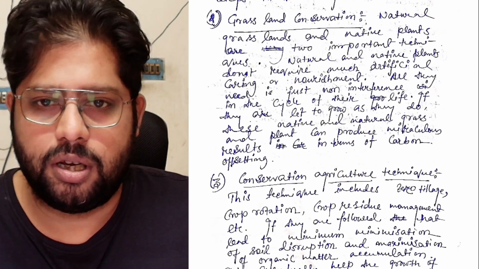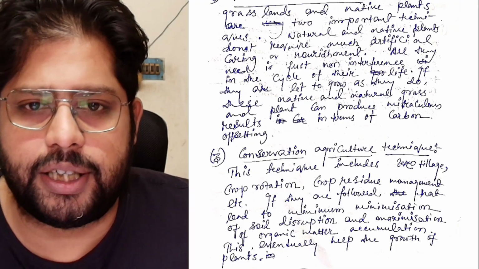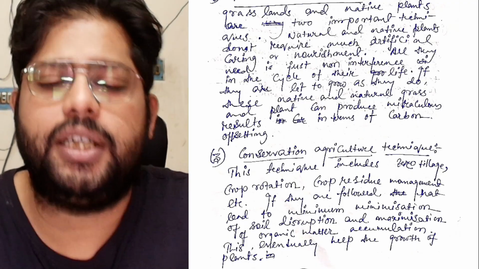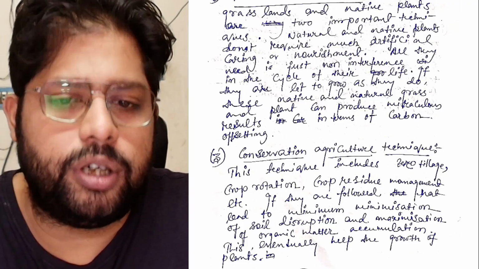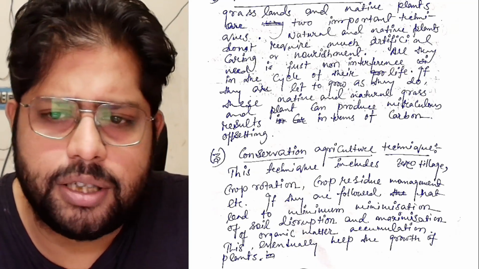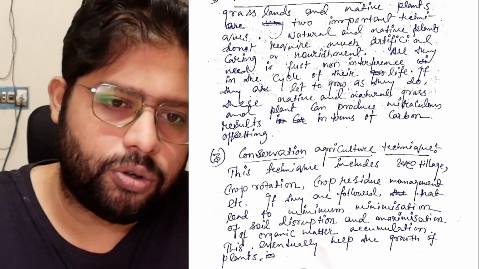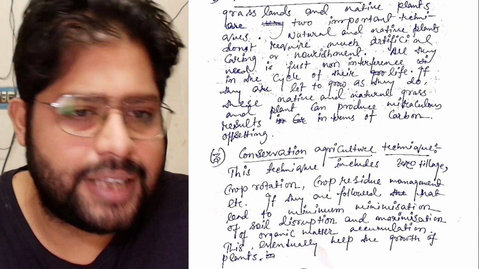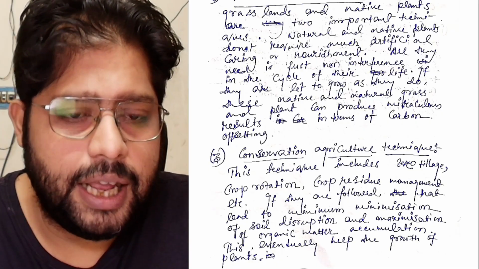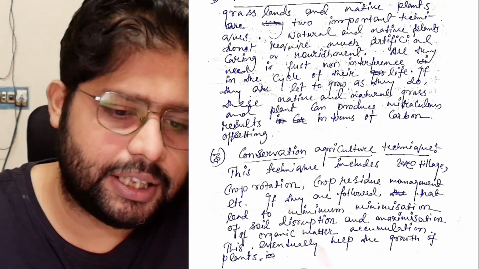Now you have the third point. The third point is the conservation agriculture technique. This technique includes zero tillage, crop rotation, crop residue management, etc. You all know what the conservation agriculture technique is. Crop rotation means we should not grow the same crop in a particular area forever.